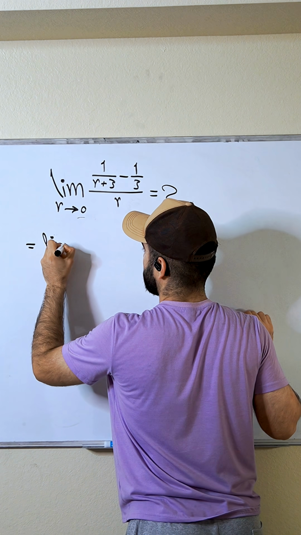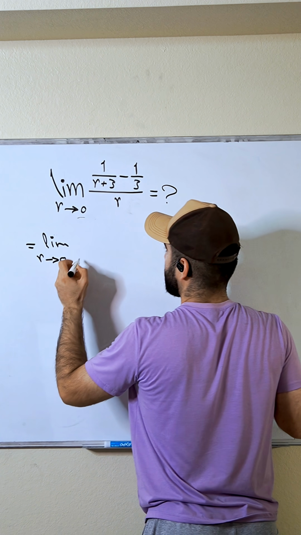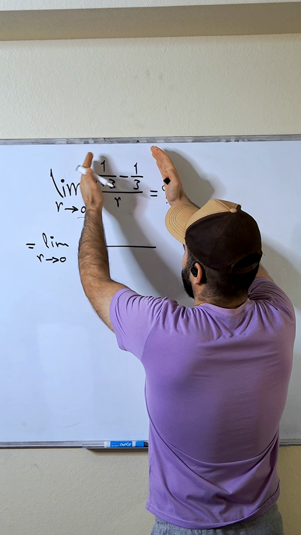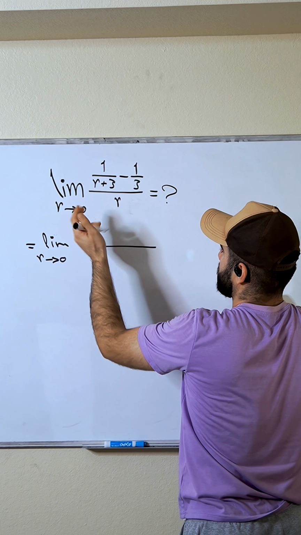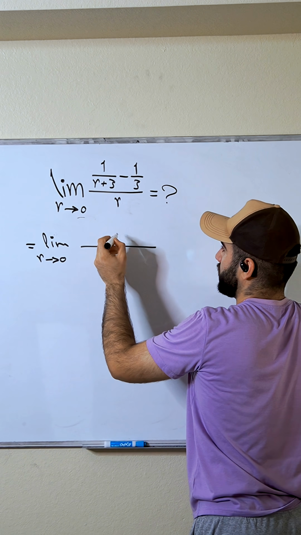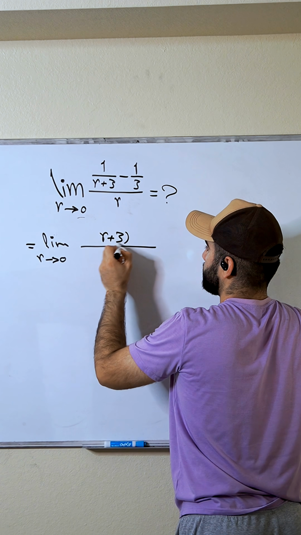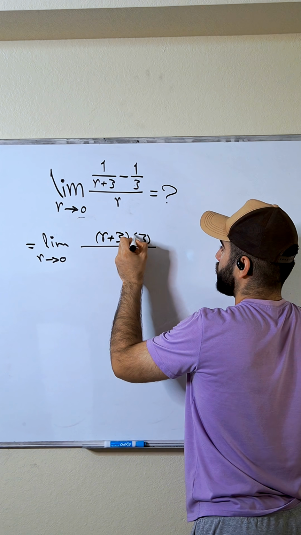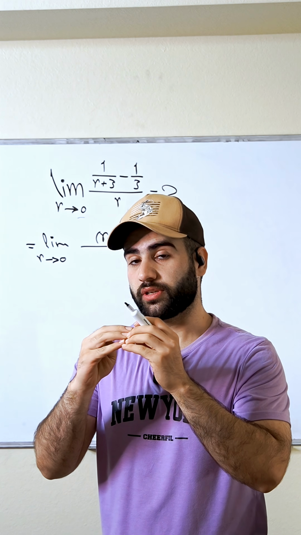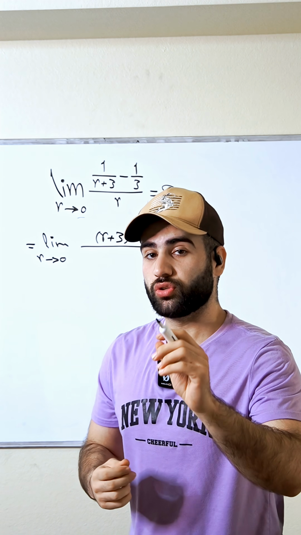So we have a limit of r going towards 0. What do I do here? I can do an operation between these two fractions, right? So now I get a common denominator by multiplying these two denominators, r plus 3 times 3. So whenever you choose a common denominator by multiplying two denominators, what will happen? I'm going to show you a shortcut.